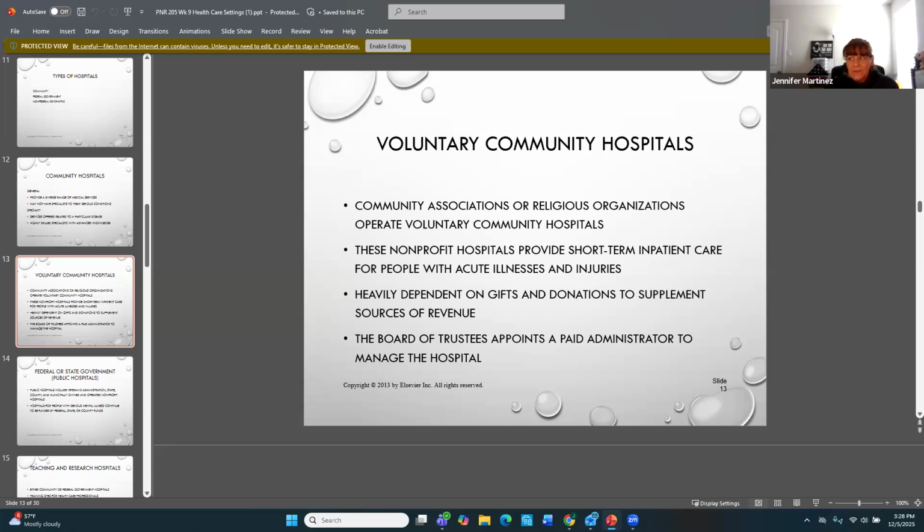They do have a paid administrator, and they manage the hospital. But the ultimate responsibility for the hospital is going to be with the board of trustees. And those board of trustees are usually voluntary. They don't get paid, but the administrator does get paid within those voluntary community hospitals.